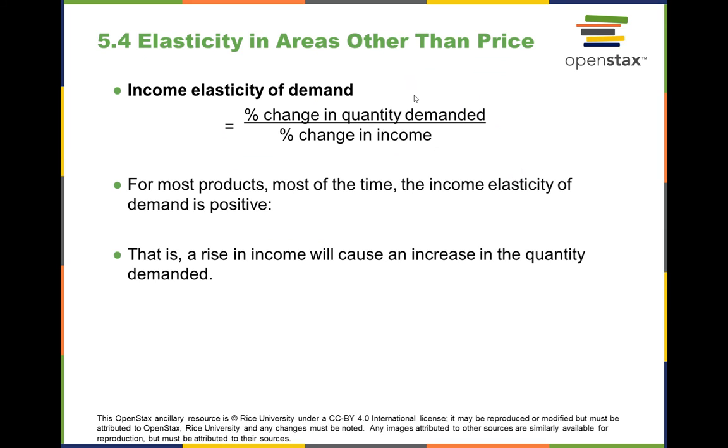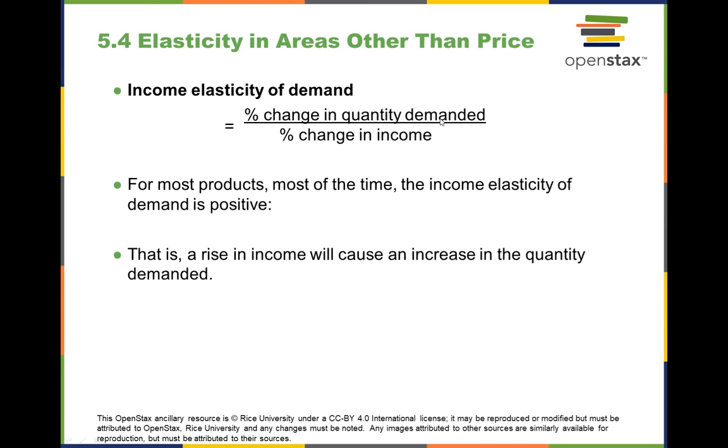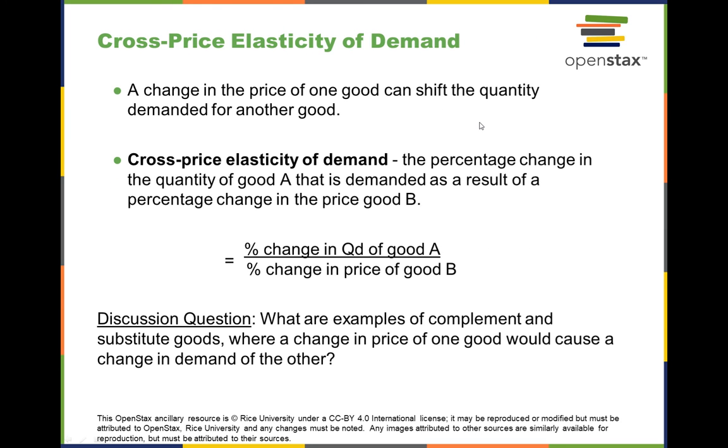And there's also income elasticity of demand. When it comes to income, we look at the percentage change in quantity demanded divided by the percentage change in income. For most products, most of the time, income elasticity of demand is positive. That is, a rise in income will cause an increase in the quantity demanded. That is for normal goods. For inferior goods, that's different, though, because people are going to want less of them as the income goes up. So ramen noodles or hot dogs or other things like that.